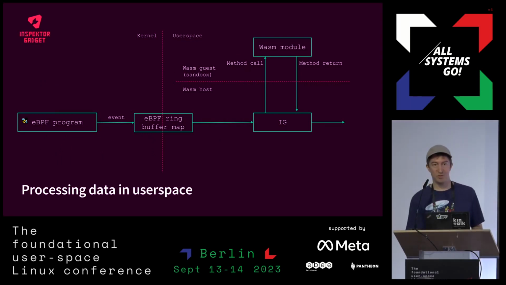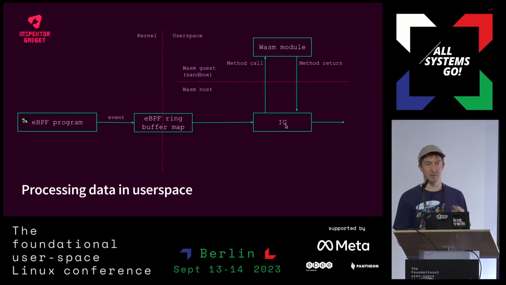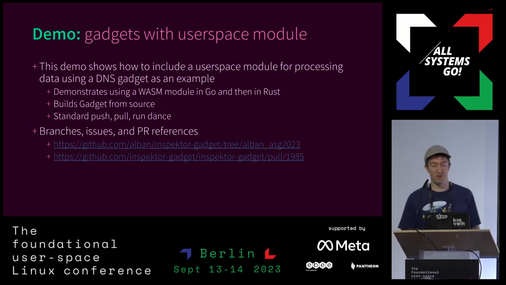Yes, so this diagram shows the flow of events from the eBPF program going into the eBPF ring buffer map, that's an eBPF map, to the user space process. And then this struct, this data structure, can be passed to a WASM module by calling a WASM method. And then this WASM module can enrich it to add additional information. And I will use this example on the DNS gadget.